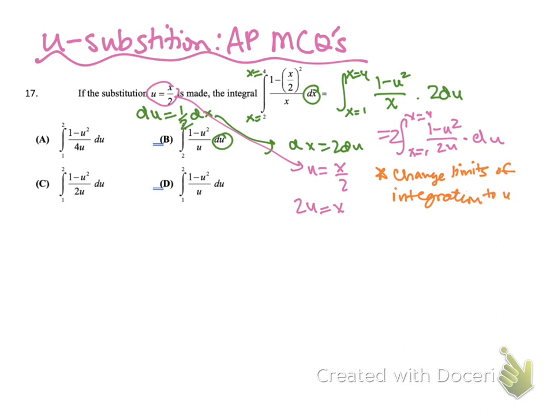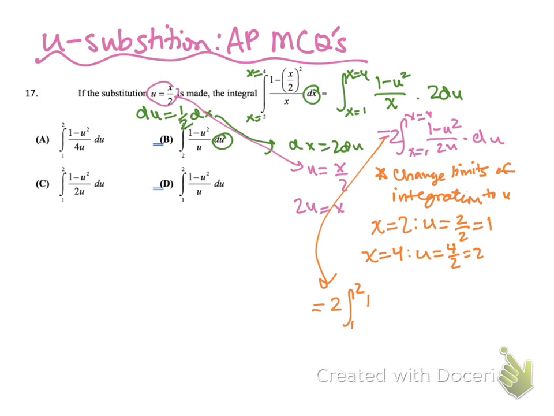We do that by our first limit of integration being x equals 2. You're going to take your u value, plug in 2 for x, and your bottom limit of integration is going to be 1. Your top limit of integration, if you plug in 4 for that x, you get 2. So this one becomes 2 times the integral from 1 to 2 of 1 minus u squared over 2u times du.